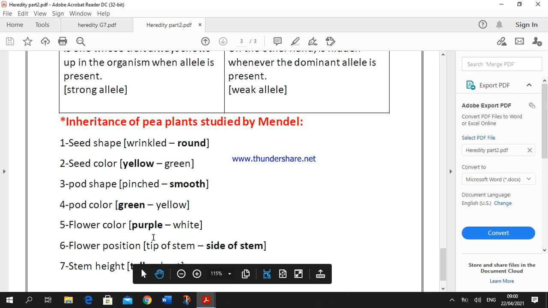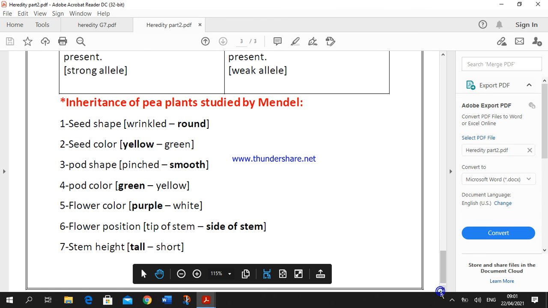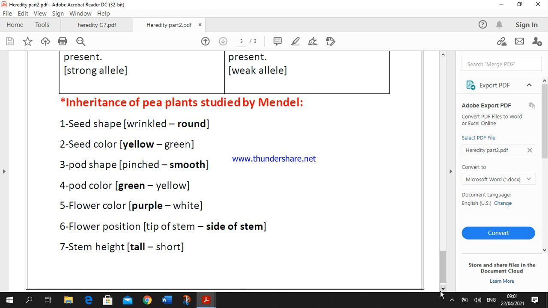Flower color: purple or white. Purple is the dominant trait, while white flower color is the recessive trait. Flower position: tip of stem, side of stem. Tip of stem is recessive, while side of the stem is dominant. The stem height: tallness or shortness. Tallness is the dominant trait, while shortness is the recessive trait. Okay.